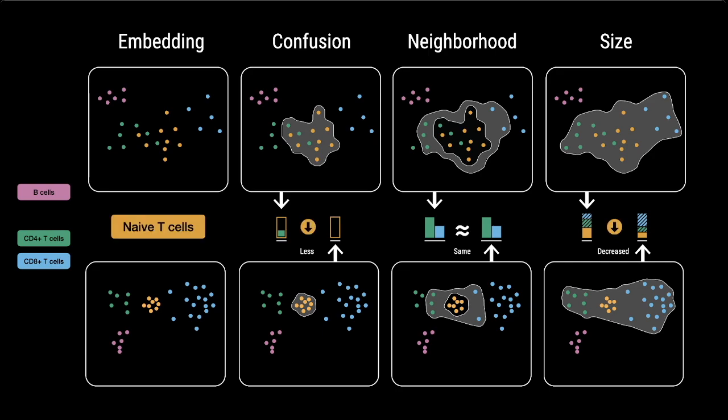So for example, in this contrived example, we have the naive T cells are less confused, share a similar neighborhood, and have a decreased relative size compared to the top embedding.